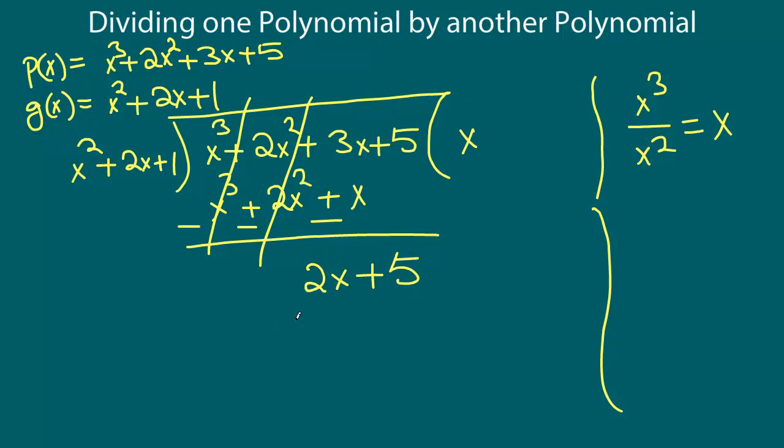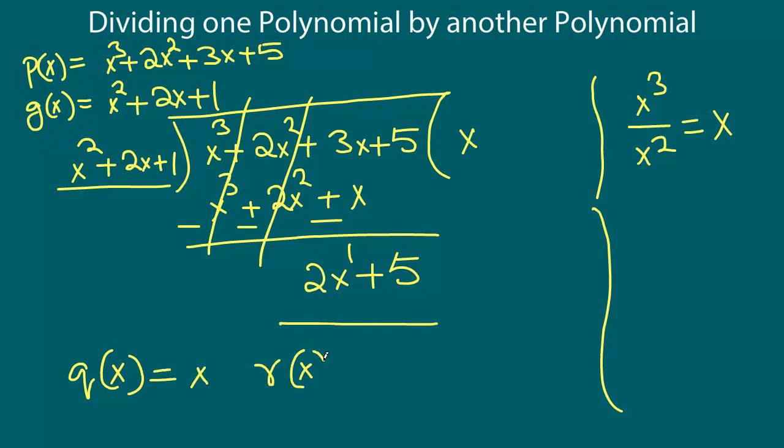Now, can we continue the division process any further? Actually, the answer is no. Because the dividend here has a degree of 1, and our divisor has a degree of 2. So the division process stops here, and at this point our quotient is x and our remainder is 2x plus 5. So when we divide p(x) by g(x), our quotient is simply x, and our remainder is 2x plus 5.